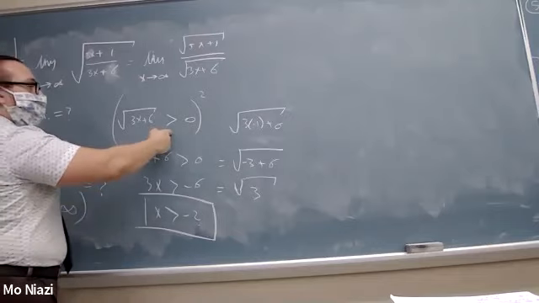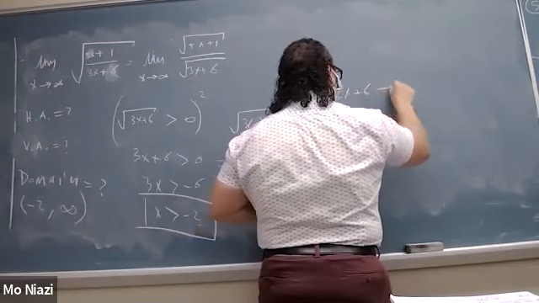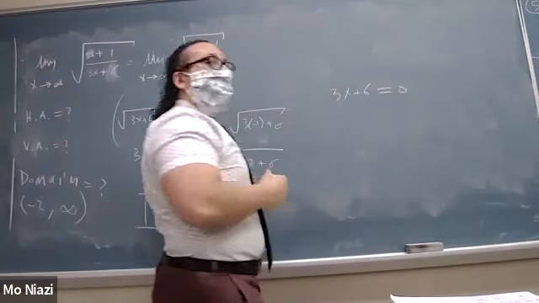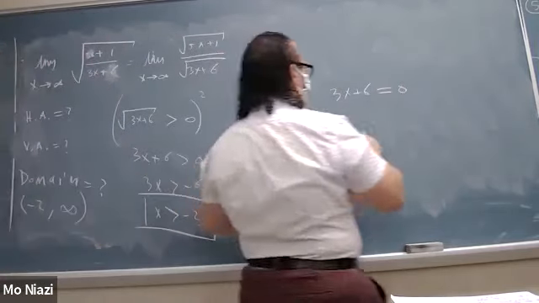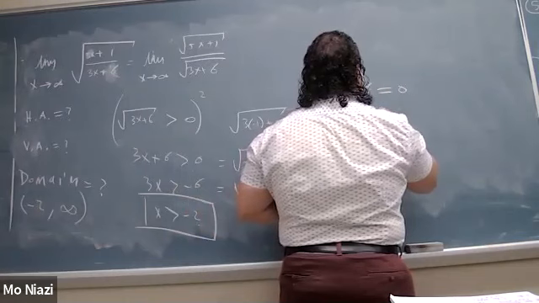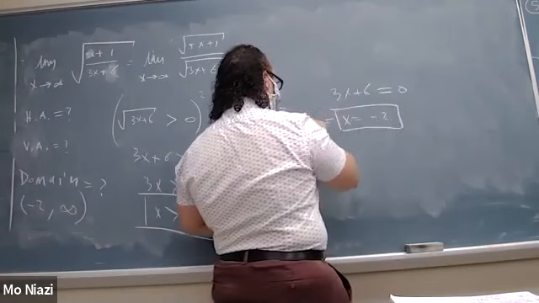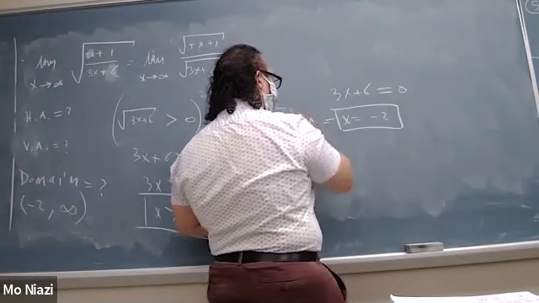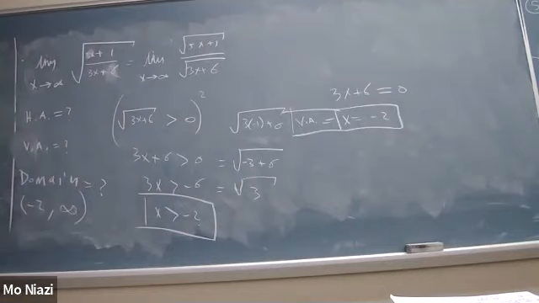asymptote is when this is not an inequality, it's an equality. The vertical asymptote occurs when that equals this. So then you get this, which is where the vertical asymptote is. So far, this is the domain.